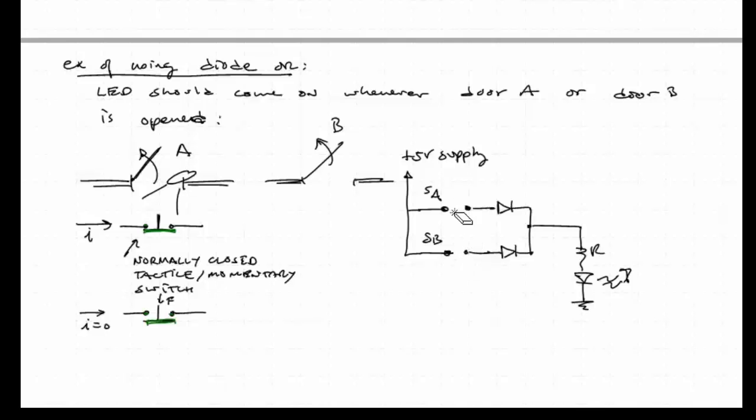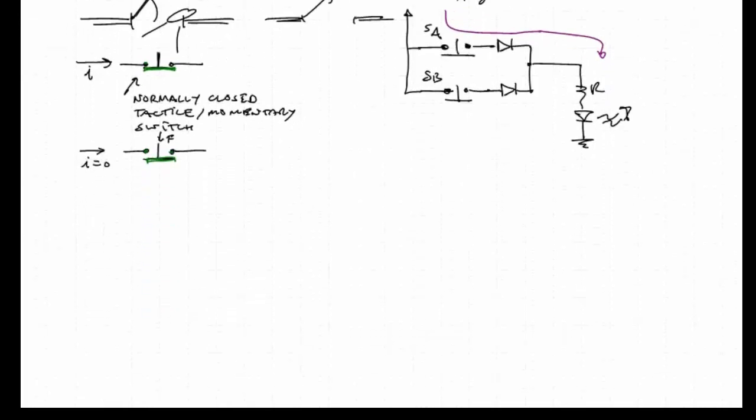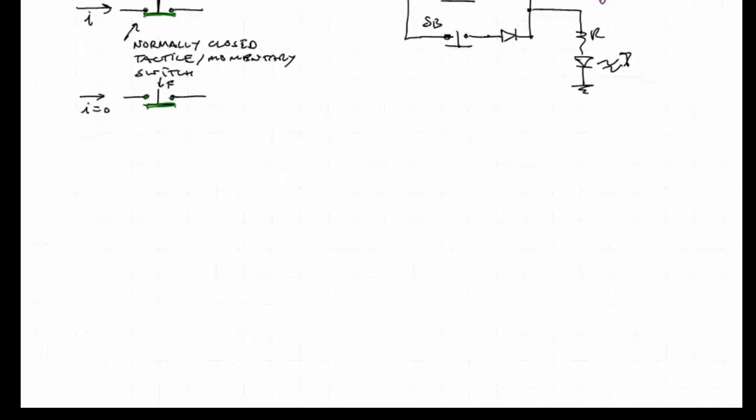The doors will be closed, and so these switches will be open because the door is closed. But when either door A opens or door B opens, or both doors open, then current will flow from the 5 volts through the resistor, and the LED will turn on. So this would be useful if you wanted a little indicator that said if the light's on, then either door A or B is open. So that's an appropriate use of a diode OR-ing circuit. But we're not doing combinational logic, and we're not going to build Boolean expressions with lots of gates this way.